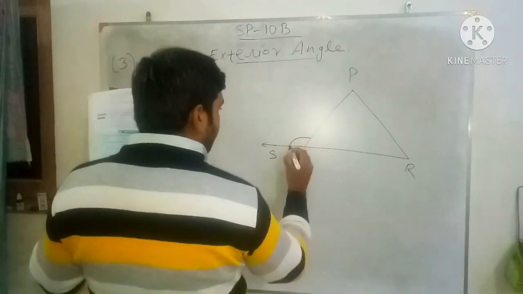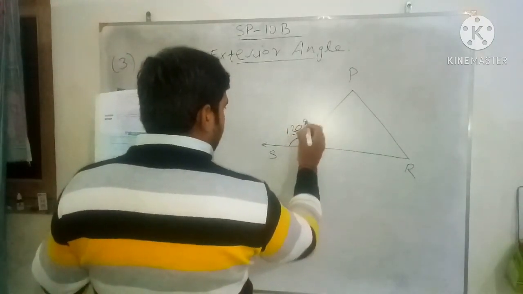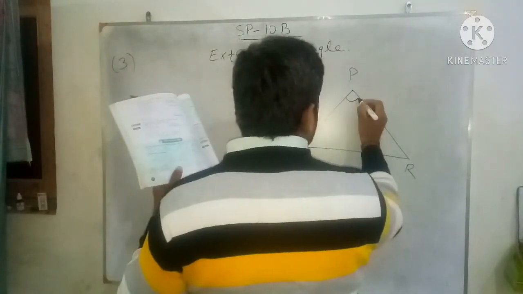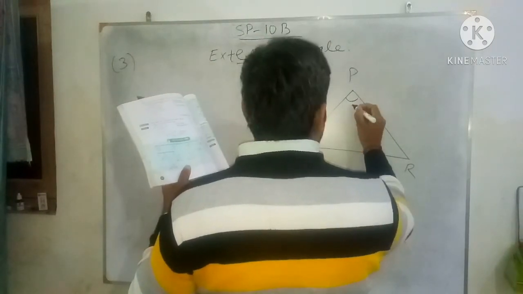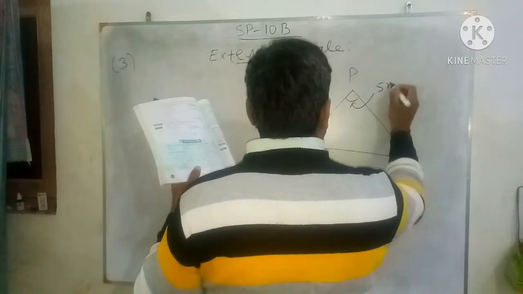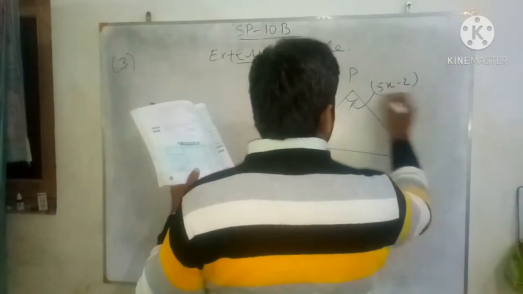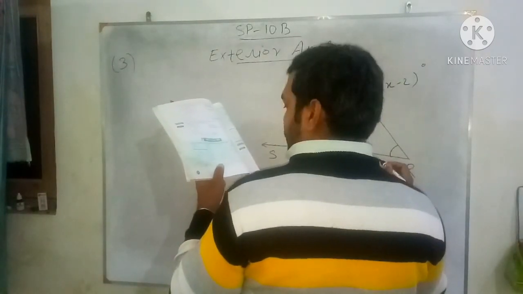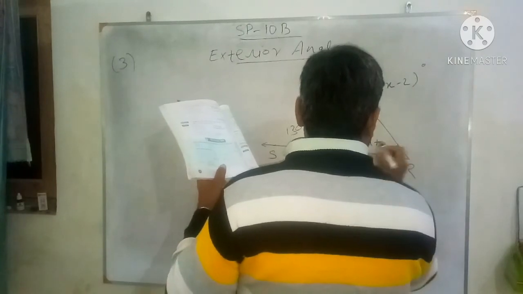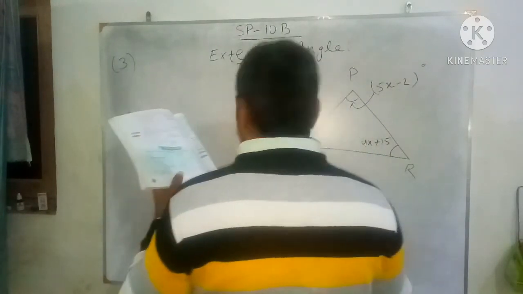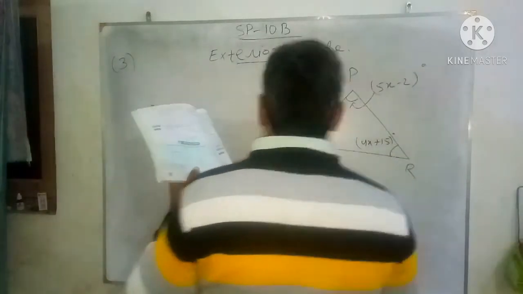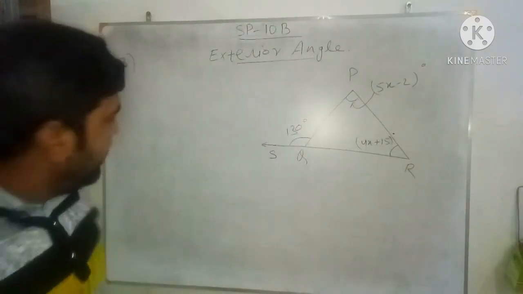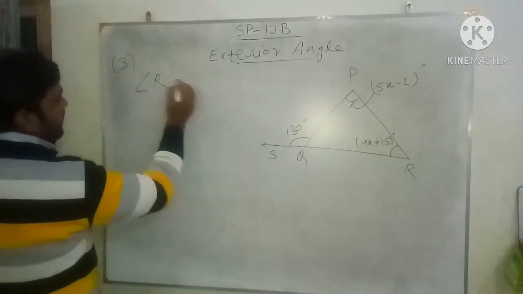Now this exterior angle is given 130 degree, and angle P is given 5x minus 2 degree, and angle R is given 4x plus 15 degree. Okay, so in this you have to find angle R. Find angle R. Now angle R we have to find.